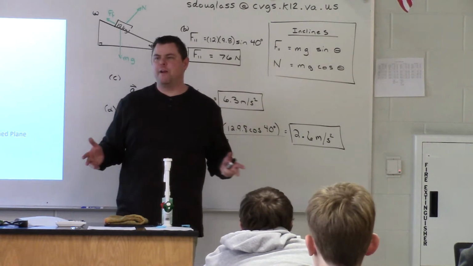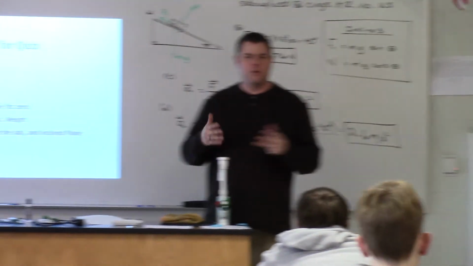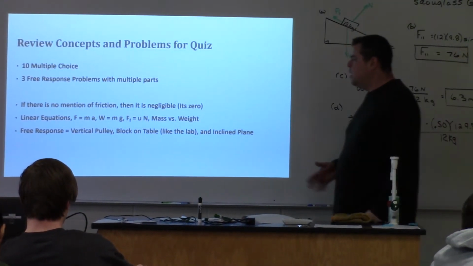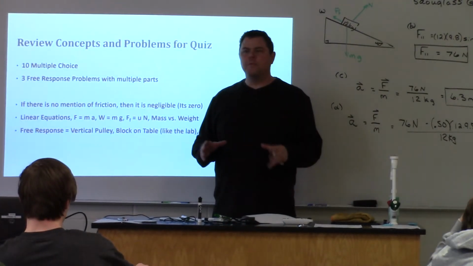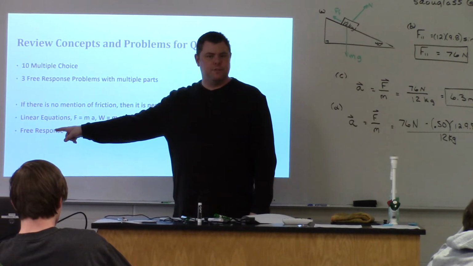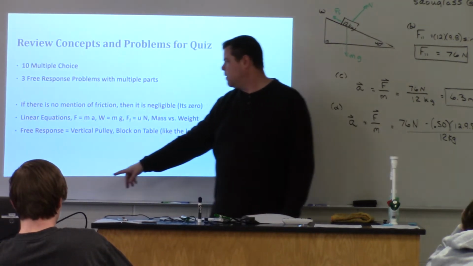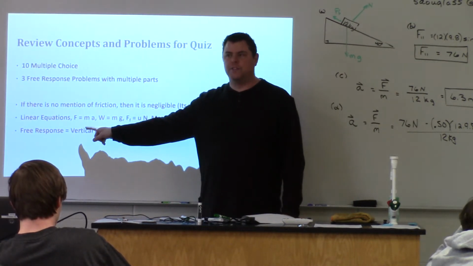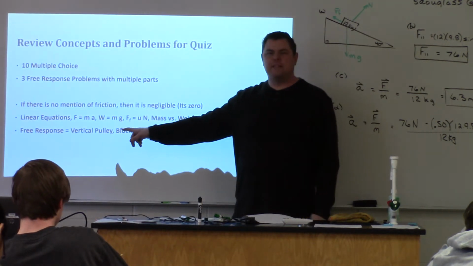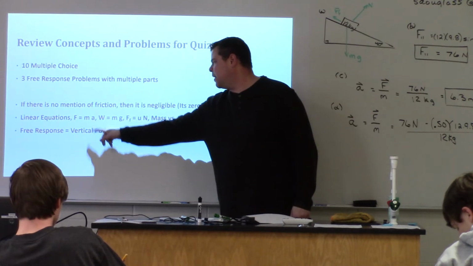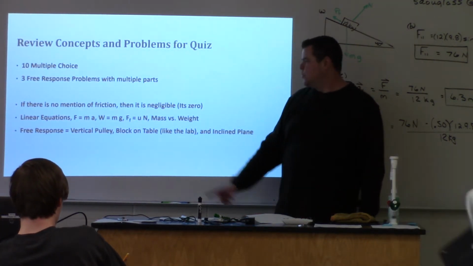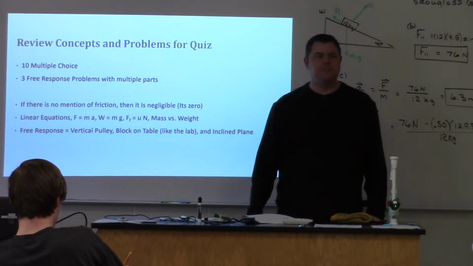If there's no mention of friction, then you don't need to worry about it. You can ignore it. It's negligible. On your formula sheet that you'll have available, you have your linear equations, in case you need to find the acceleration. F equals ma, or acceleration's net force over mass, same thing. Weight's mass times gravity, that comes from F equals ma. Force of friction is your fun equation. You should know the difference between mass and weight. What's mass measured in?